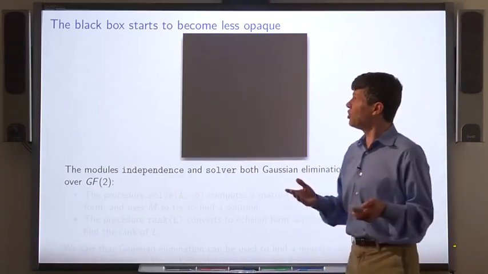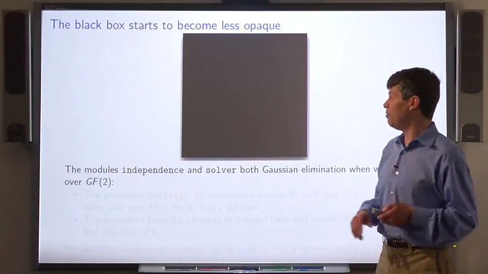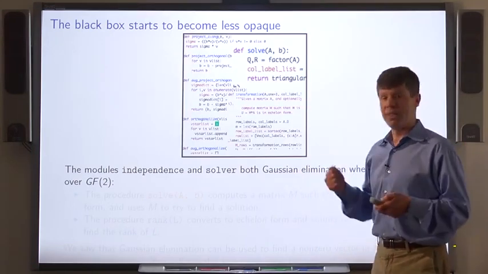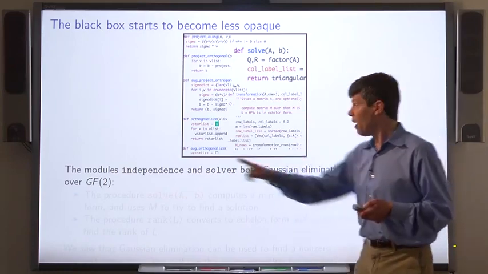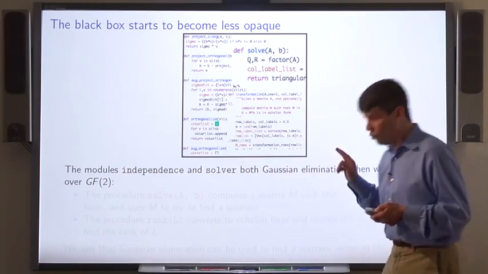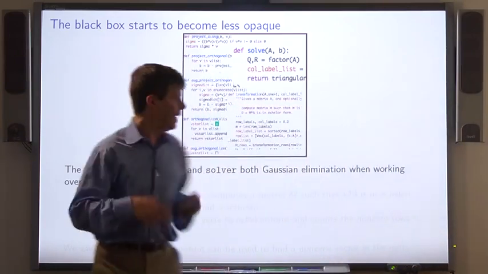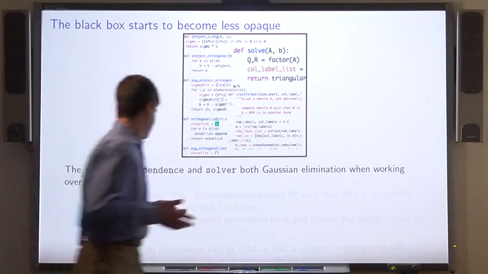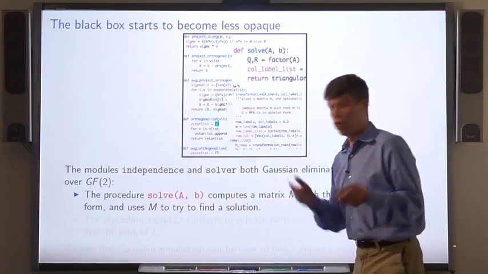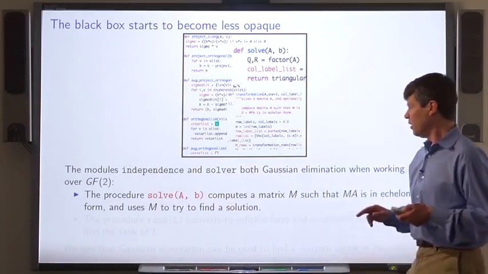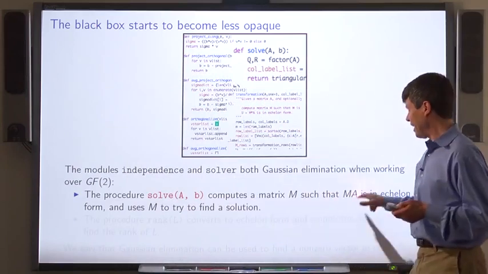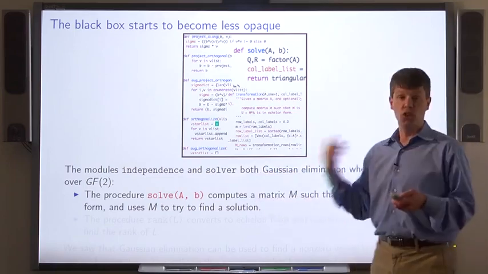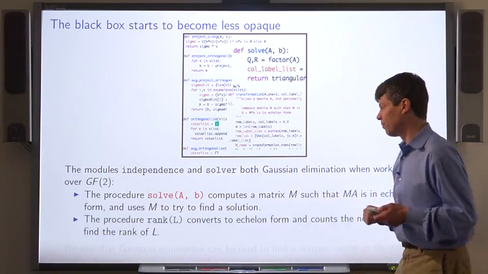So with Gaussian elimination, the black box has started to become less opaque. We're starting to figure out what's inside it. In particular, both the modules independence and solver use Gaussian elimination in dealing with matrices and vectors over GF2. So the procedure solve(A, b) computes this matrix M such that M times A is in echelon form, and then uses M to try to find a solution, as we described earlier.